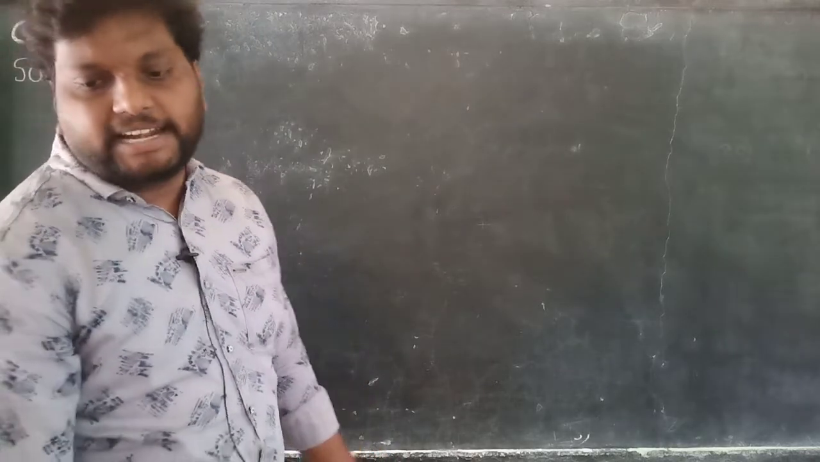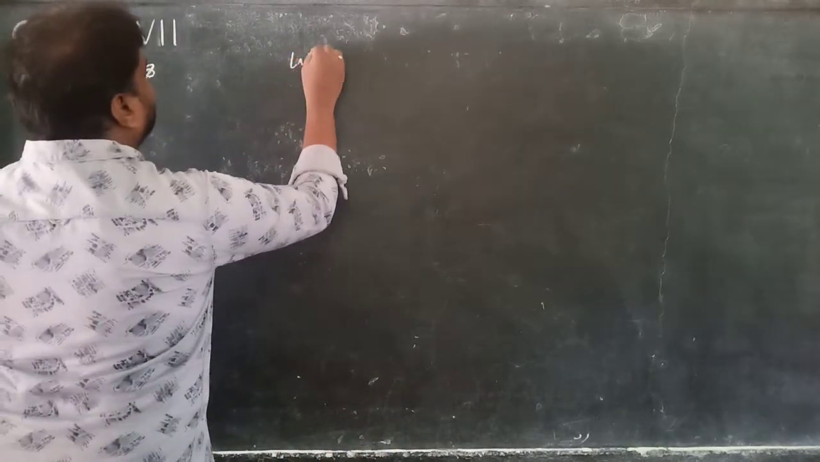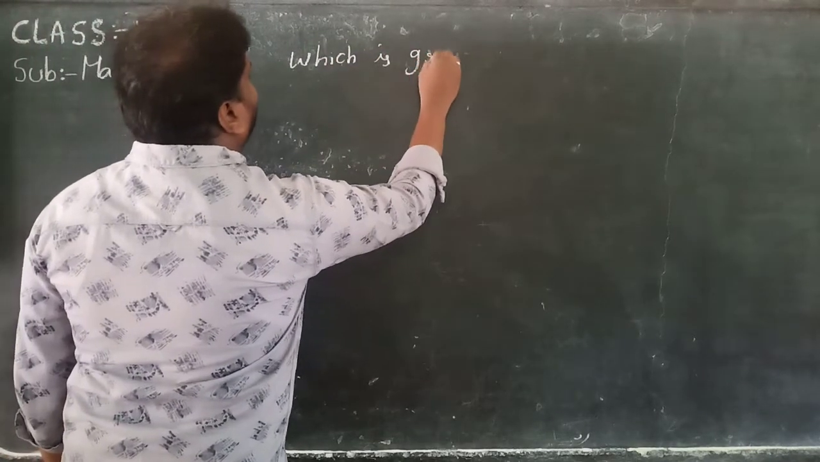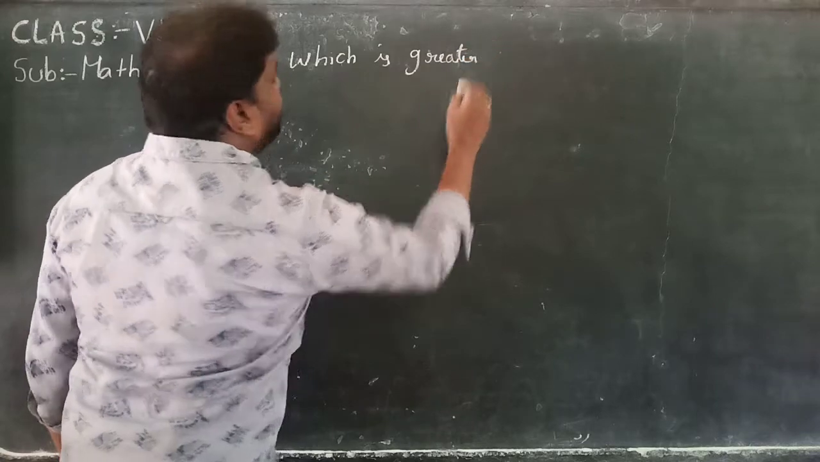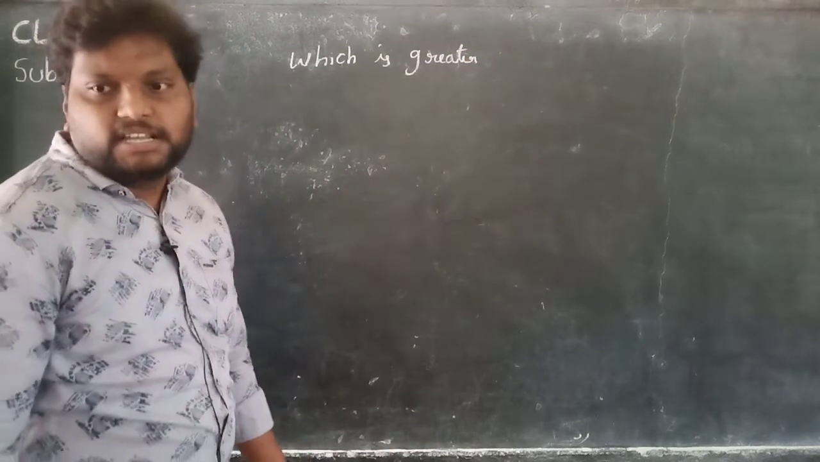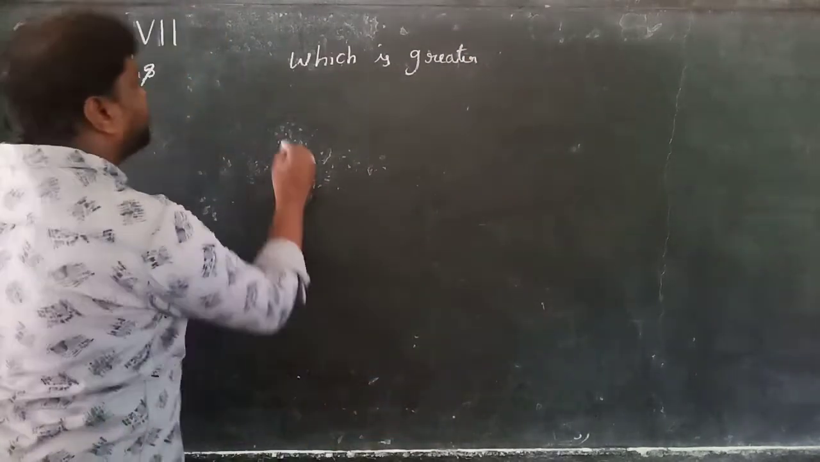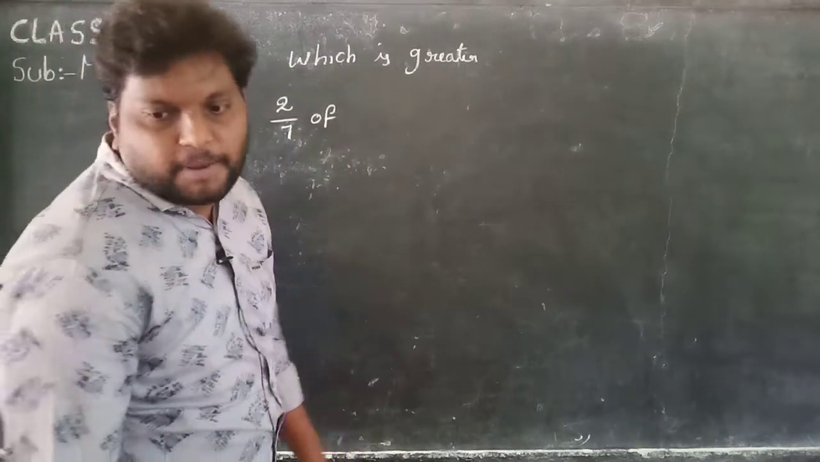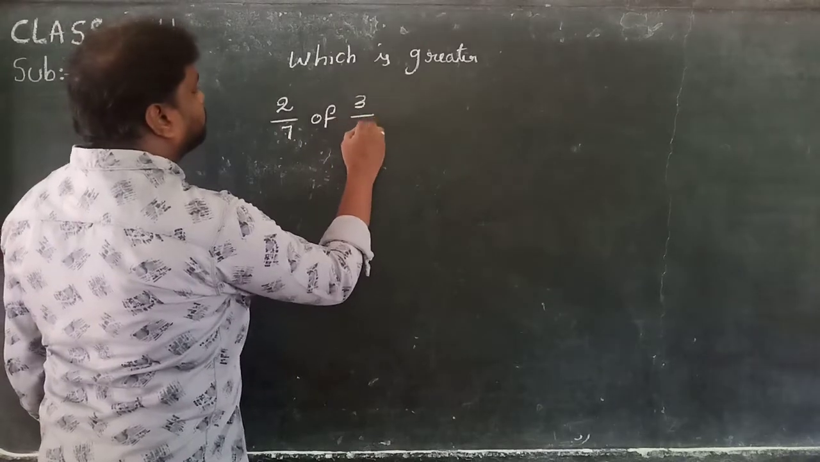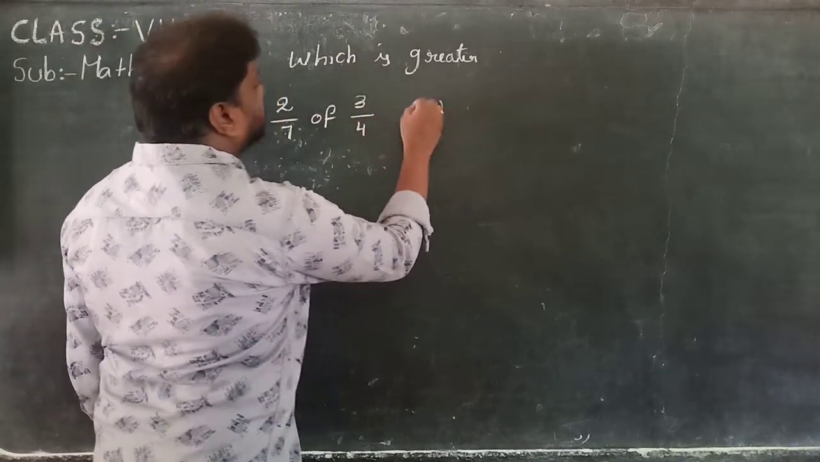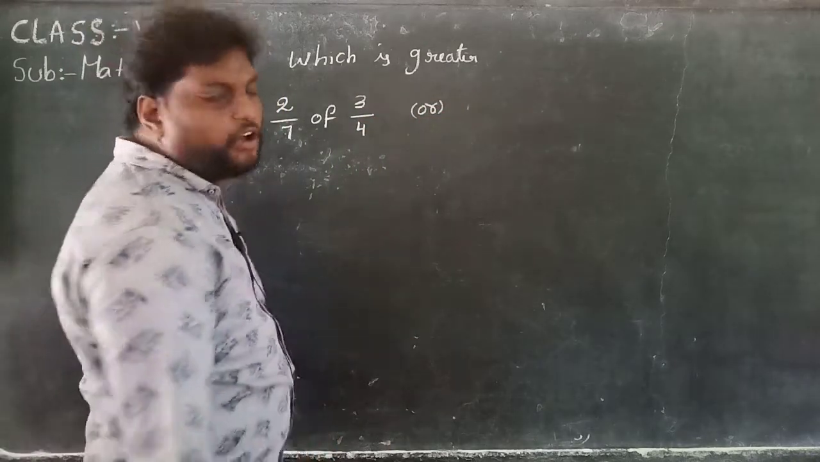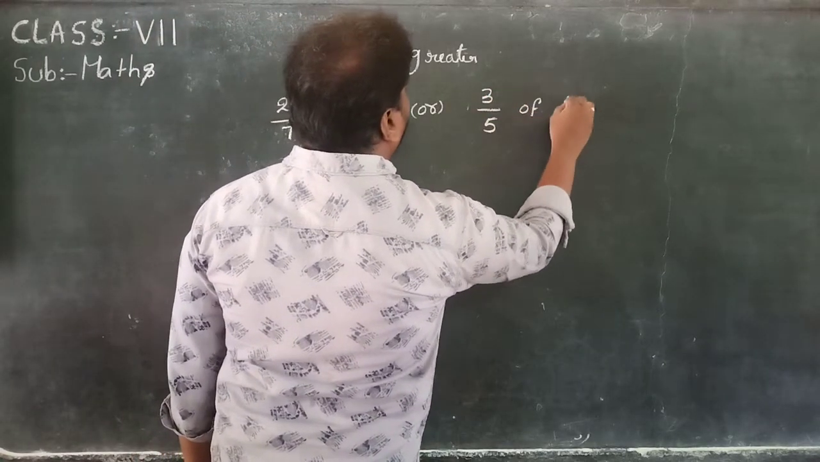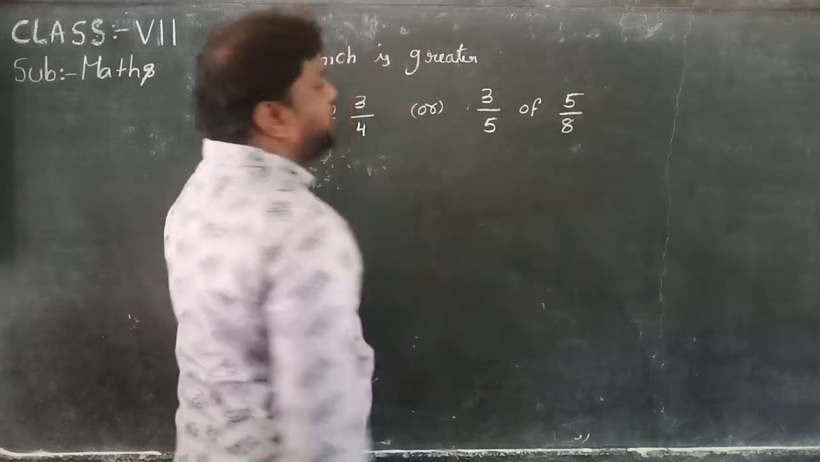Which is greater? Here two combinations of fractions are given: 2 by 7 of 3 by 4, and 3 by 5 of 5 by 8.